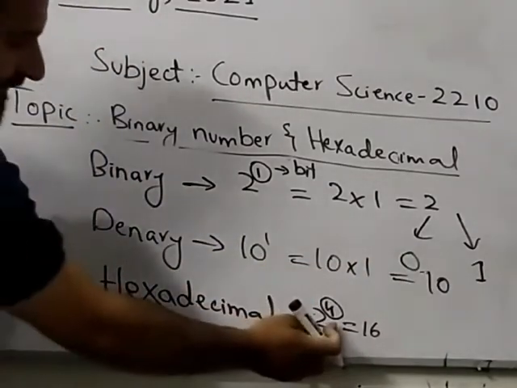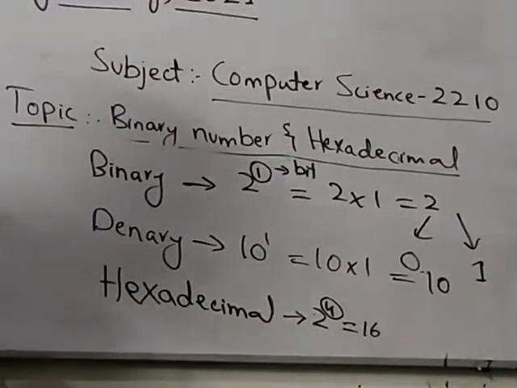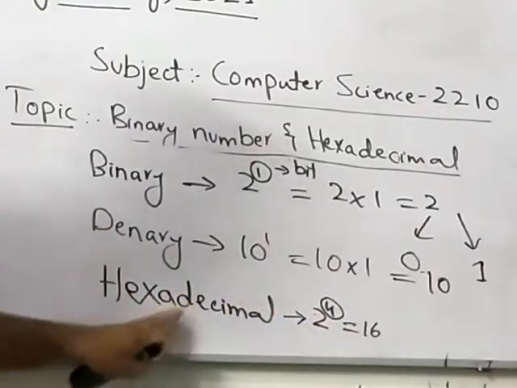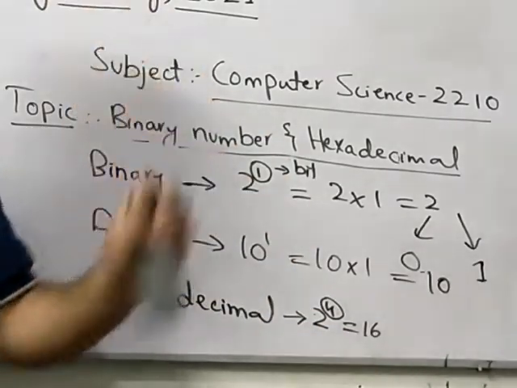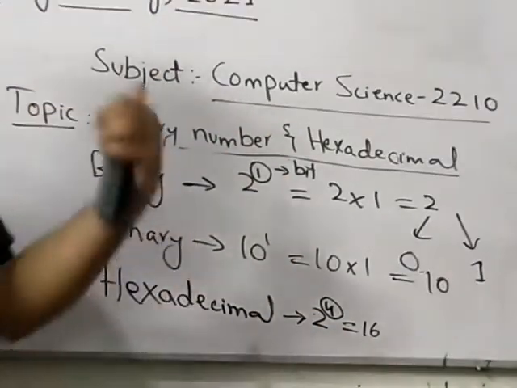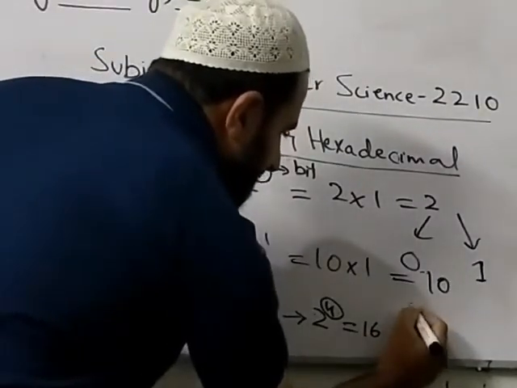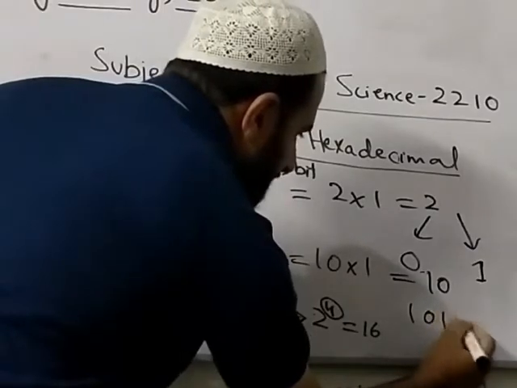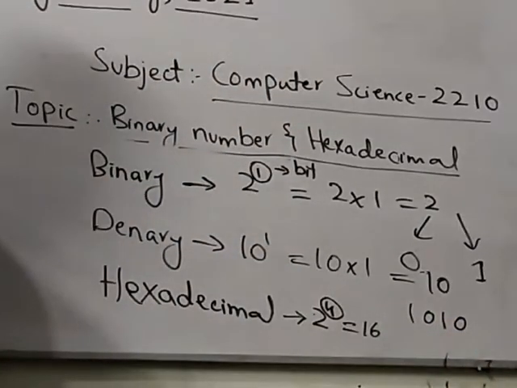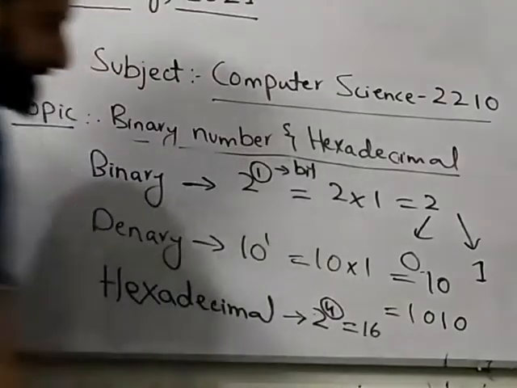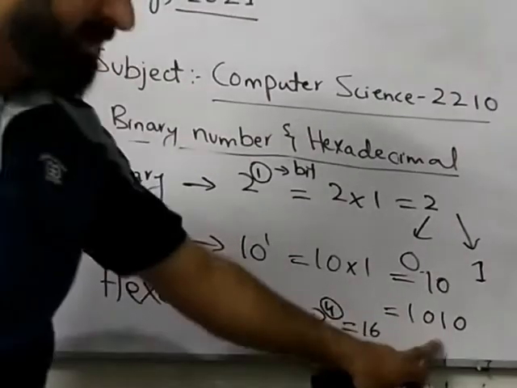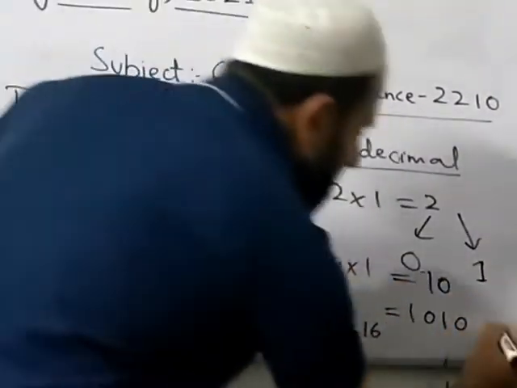So here we have 4. 4 means that in hexadecimal number we need 4 binary bits. 4 binary bits to represent 1 hexadecimal digit. How? It looks like that. For example, 1 0 1 0. It's a binary number, and in denary number it represents 10.